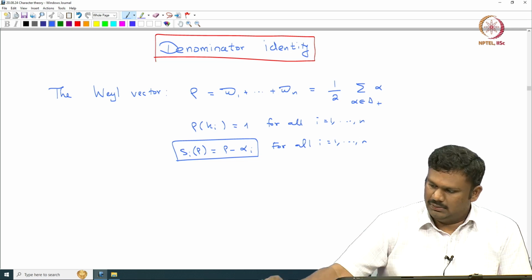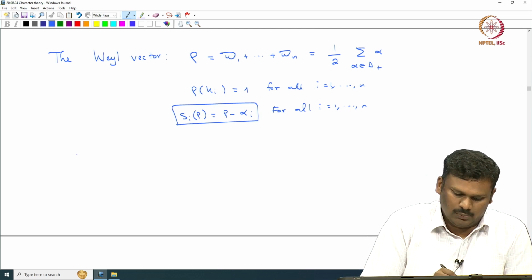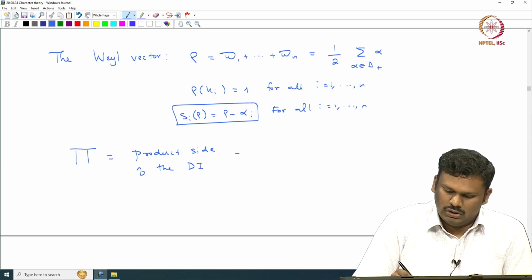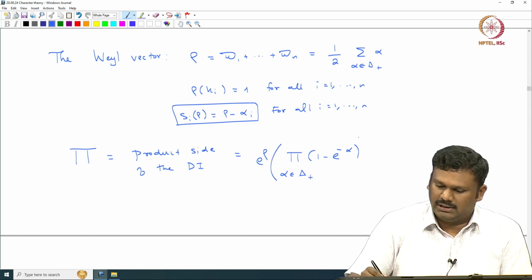So anyway, let us actually look at the product side and rewrite it. Let us call it pi. So this is the product side of the denominator identity. What is this? This is exactly equal to e to the rho times the product of 1 minus e to the minus alpha, over alpha in delta plus. So this is the product side.